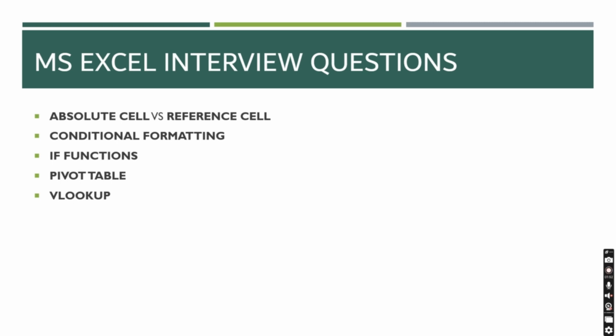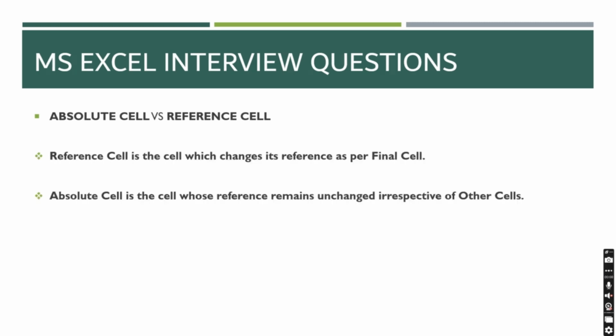So let's head towards the first topic, absolute cell versus reference cell. What is an absolute cell versus a reference cell? A reference cell is a cell which changes its reference as per the final cell. If we move the final cell, or wherever we are calculating the total or some aggregation, the formula will change its reference automatically based on those cells.